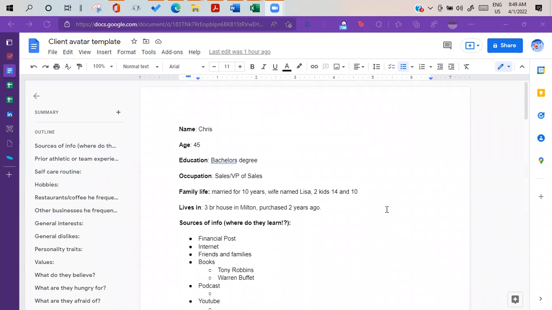So this is a client avatar template. The better you know your client, the more you're going to be able to connect with their pain and how to help them. So this is why you need one. And it can be for individuals, it can be for businesses. And so these are some sample things.